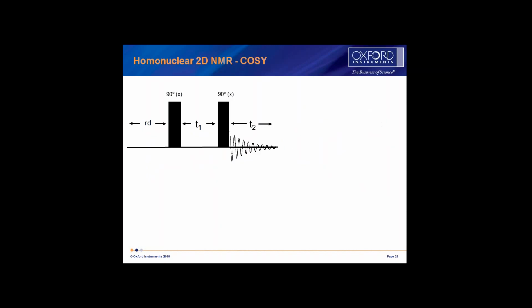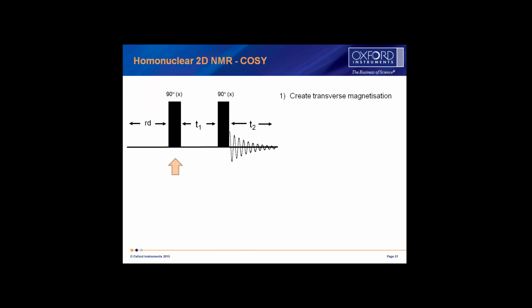The first experiment we'll consider is the correlation spectroscopy, or COSY experiment. We'll follow along with the timeline in this pulse sequence diagram. In common with all NMR experiments, the first step is to wait until your magnetization is equilibrated. This is followed by a 90-degree RF pulse.